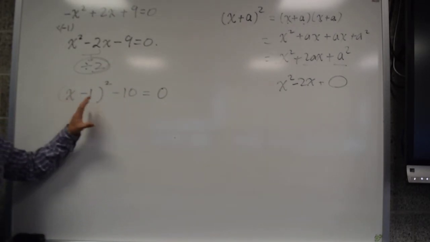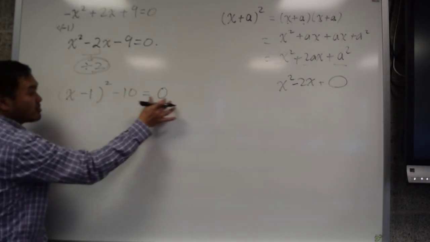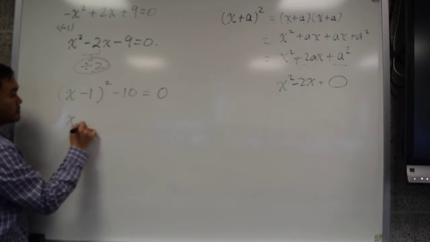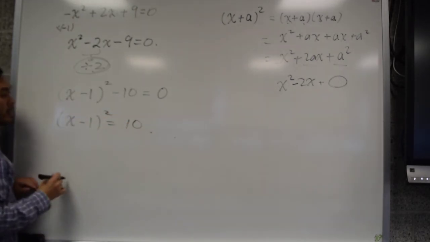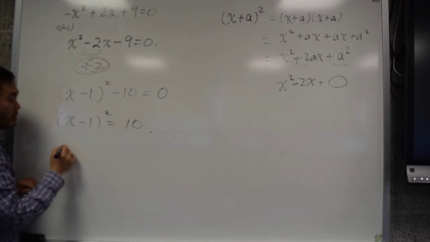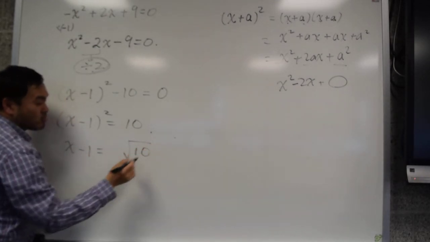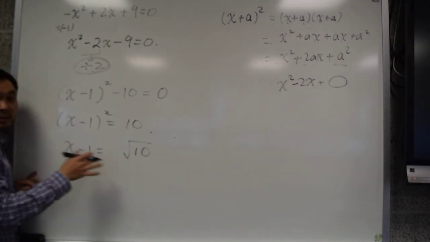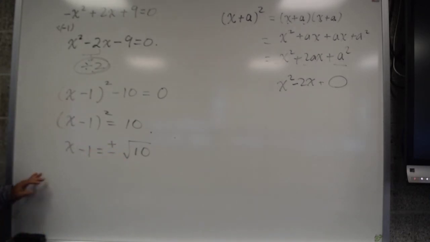Now, how does this help you to actually solve the equation? Well, it goes like this. You move this 10 to the other side. And then you take away the square by taking the square root of both sides. But whenever you do that, you have to do something more. What am I missing here? You have to do plus or minus. That's something you always have to do.